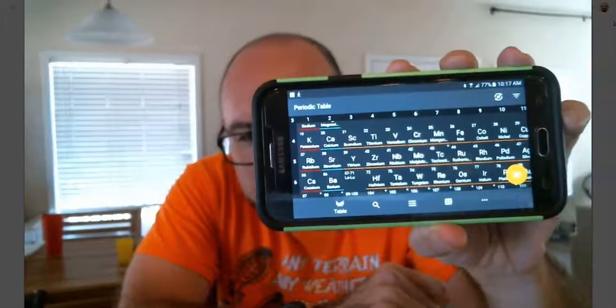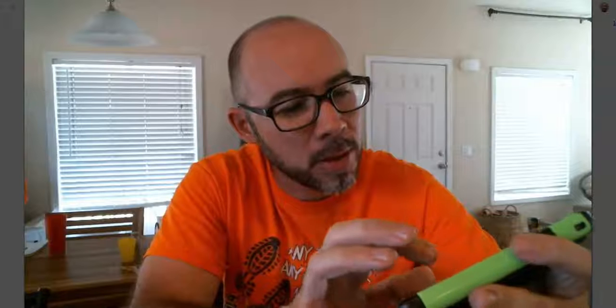Time for the periodic table. Number 40 on the periodic table is zirconium. Zirconium is a transition metal, and it's kind of goldish color, but not really. There's a picture of zirconium, and there's not a whole lot that's really interesting about zirconium. It does have 40 electrons and 40 protons.